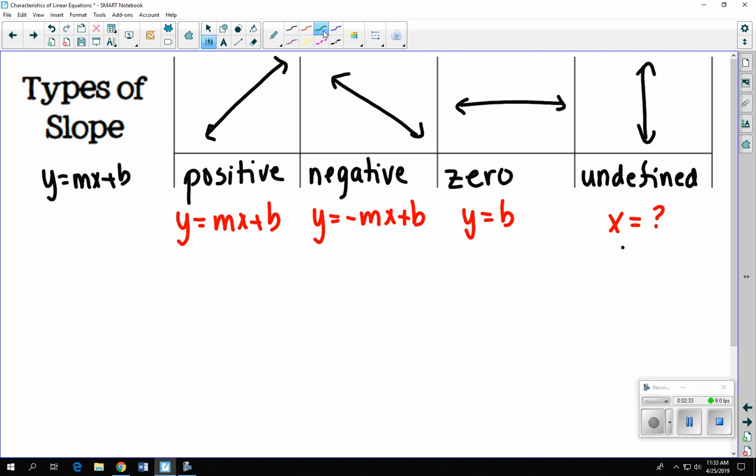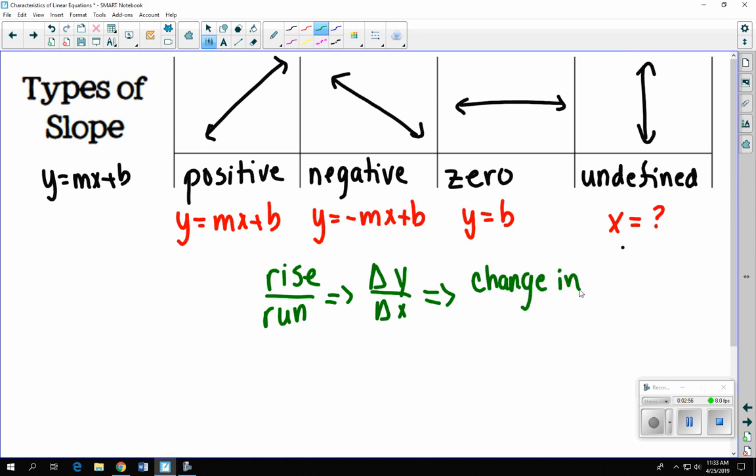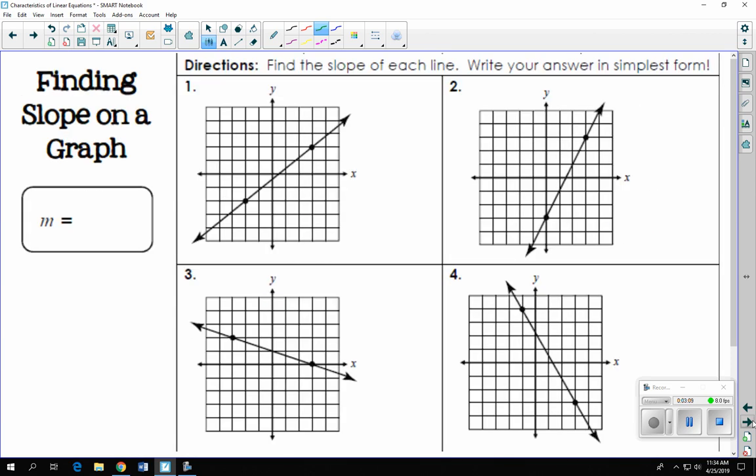When we look at slope, especially on a graph, there is a phrase that we use. The phrase that we are going to use is called rise over run. And as we continue on through this unit, you're going to notice that the rise over the run becomes delta y over delta x, which is also the same as the change in y over the change in x. So the first slide that we are going to look at is our different kinds of slopes.